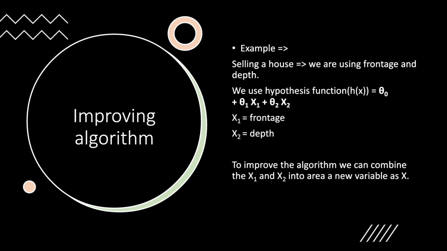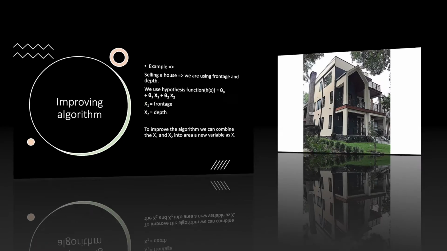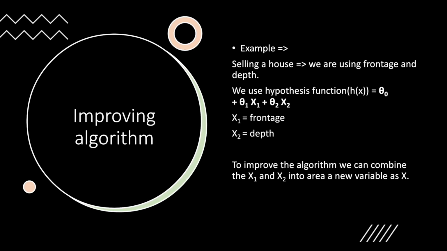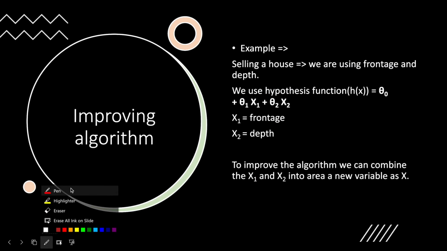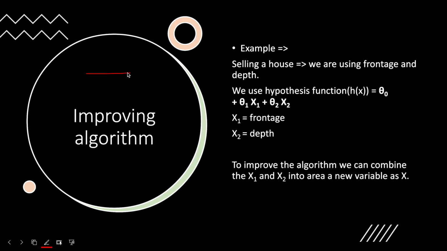To improve our algorithm, let's take an example of selling a house. Let's say we use the frontage and depth to account for the price of the house. What I mean by that is the length and the width of the house will decide the price of the house. Here we use the hypothesis function h of theta x equals theta 0 plus theta 1 x1 plus theta 2 x2, where x1 and x2 are frontage and depth.